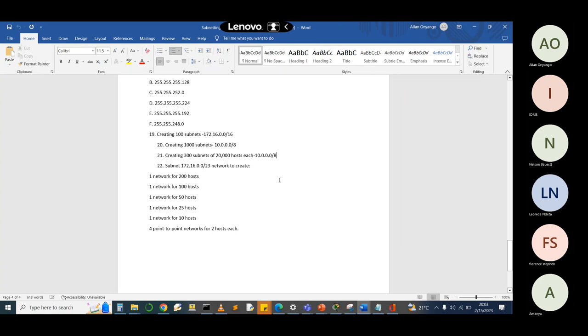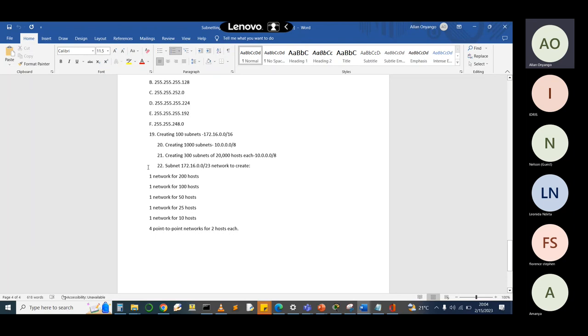The third question: create 20,000 hosts. The first two are subnets, which are networks. The third question is create 20,000 hosts each. You don't need to create the whole 20,000, just get about 4 or 5 using the network 10.0.0.0/8. Those three questions, you'll find the same subnet for each and every range. Those ones, you do them like the first method we learned.